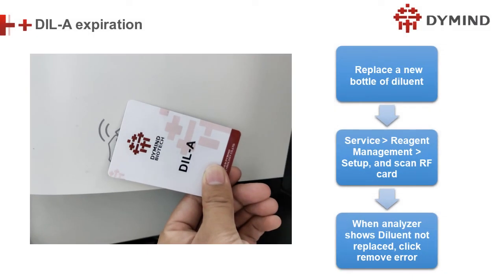Diluent expiration. So what to do? We can get a new card, do the self test, and then scan it to check if the problem is from the card or from the machine. If from the card, you can get a new one from us. If the problem is from the machine, maybe the IF board has something wrong, so we have to do the replacement, or maybe something is wrong with the software. So we need Dymind robot support, and you can also send us an email to claim the spare parts.